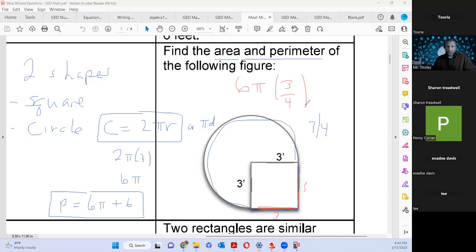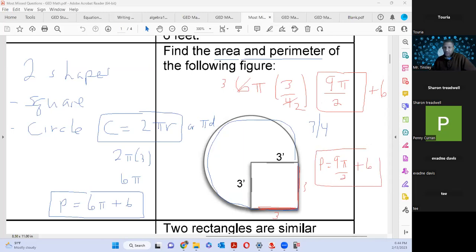Again, we know how to multiply fractions. Let's find the greatest common factor, which is 2. So 2 goes into 4 two times, and 2 goes into 6 three times. We multiply across: 3 times 3 is 9, times pi over 2. So that is the circumference of 3/4 of that circle. Then we add 6. So the final answer for the perimeter of the figure will be 9 pi over 2 plus 6. And again, if we use our calculator, let me erase this left side.